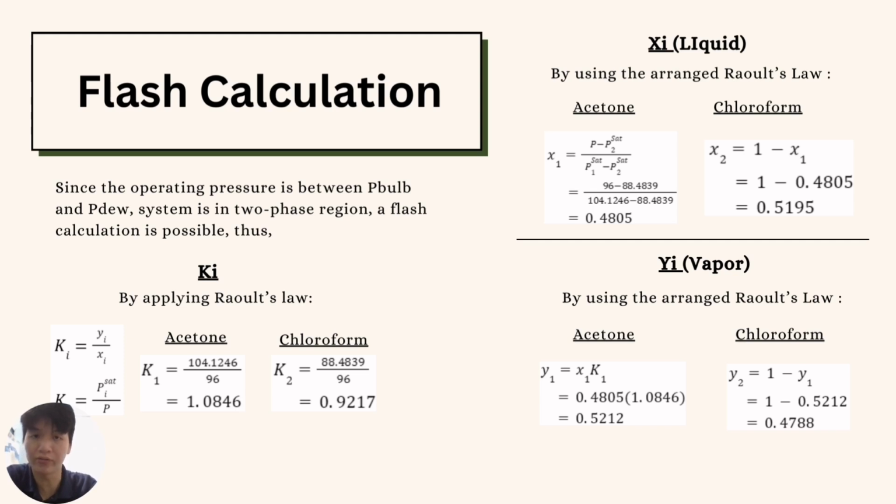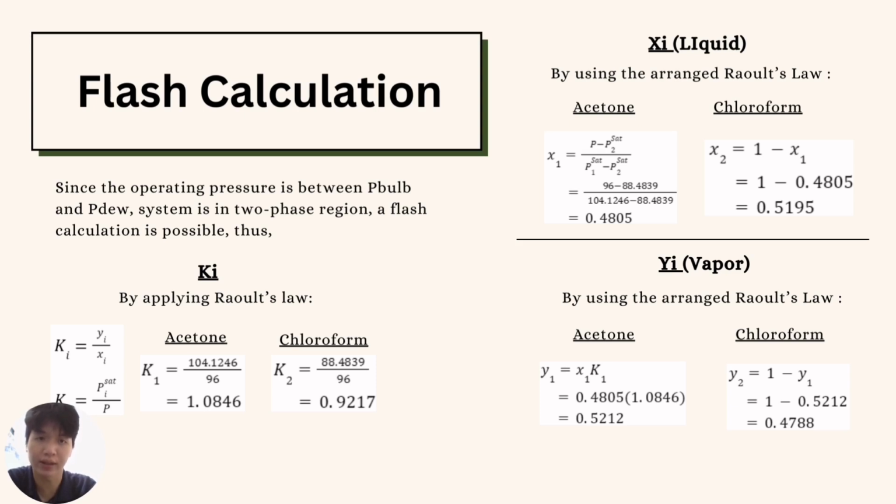Now I will present the flash calculation. Since the operating pressure is in between the bubble pressure and dew pressure, the system is in the two-phase region, so a flash calculation is possible. Thus, from Raoult's law, we can calculate that Ki equals yi over xi. So K1 is equal to 1.0846, while K2 is equal to 0.9217.